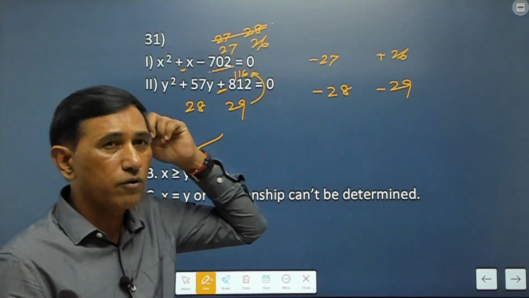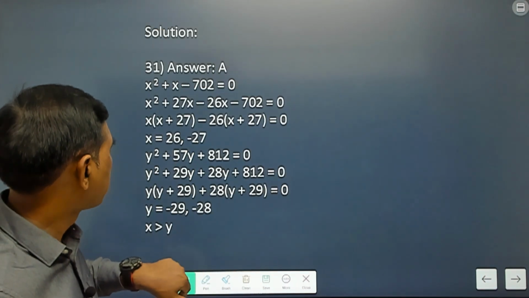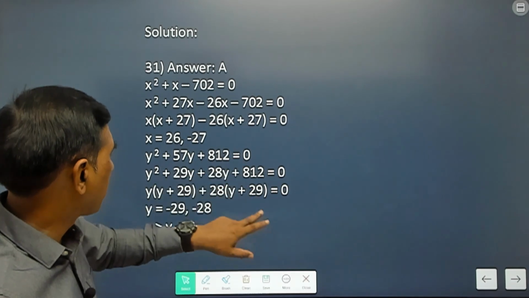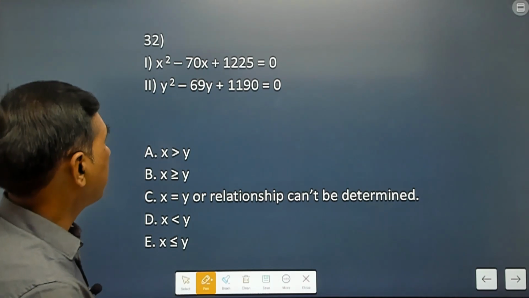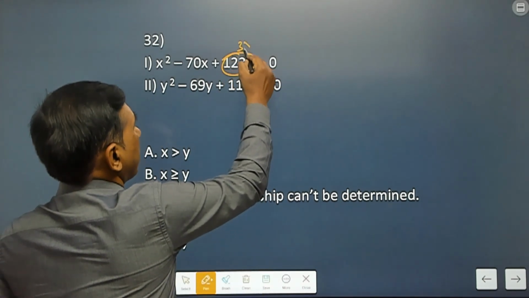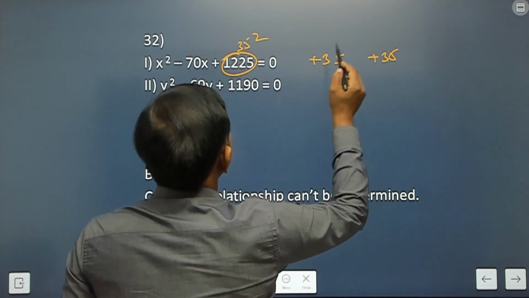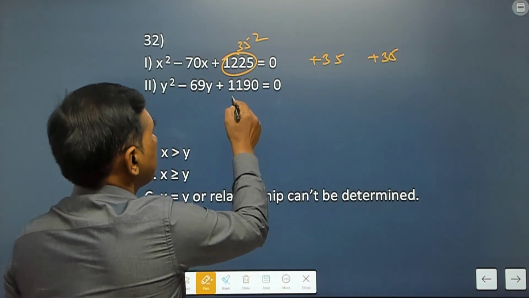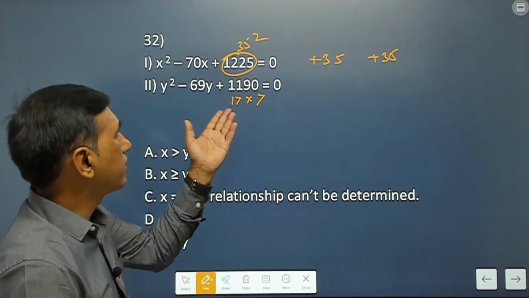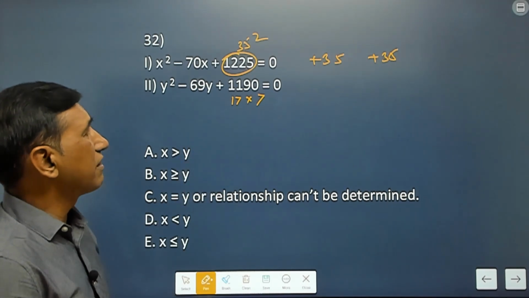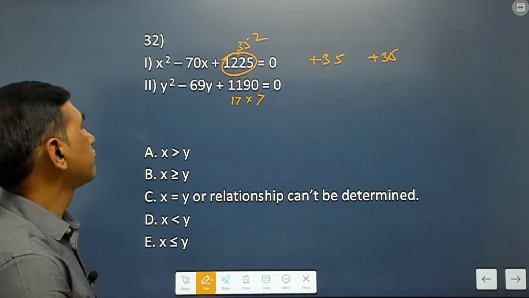The challenge in these numbers is only to find out the root quickly. Minus 29, minus 28, minus 27. Both roots are positive. This is 35 square, so this has to be plus 35, plus 35. Here, this is 17 into 7. So we have to take a multiple of 17.